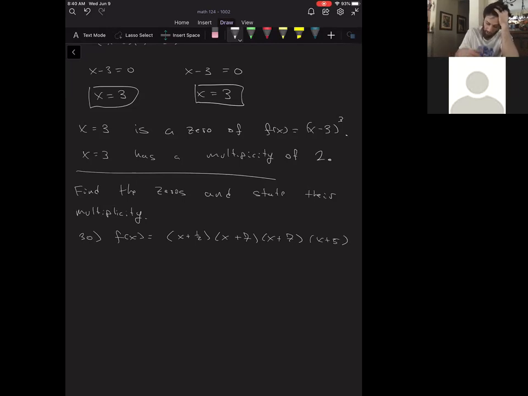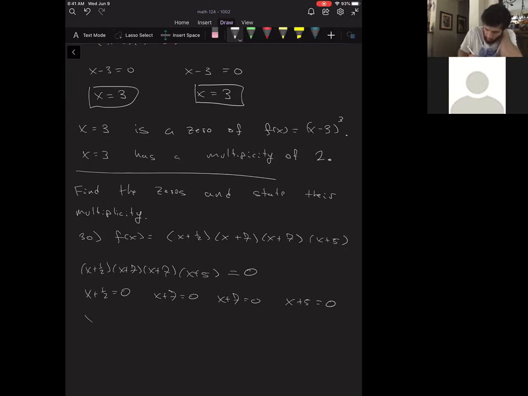Finding the zeros just means setting the equation equal to 0 and solving for x. If we set this function equal to 0, we get x plus 1/2, x plus 7, x plus 7, x plus 5 is equal to 0. This function's already factored for us, so that's easy. All we have to do is set each of the pieces equal to 0. So x plus 1/2 is equal to 0, x plus 7 is equal to 0, x plus 7 is equal to 0, and x plus 5 is equal to 0.